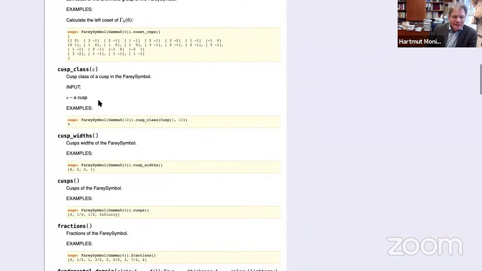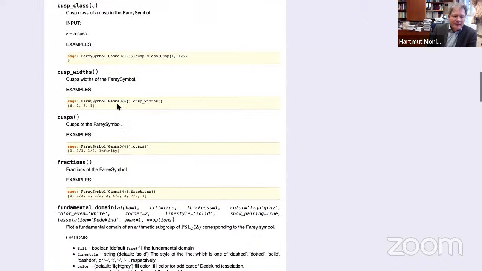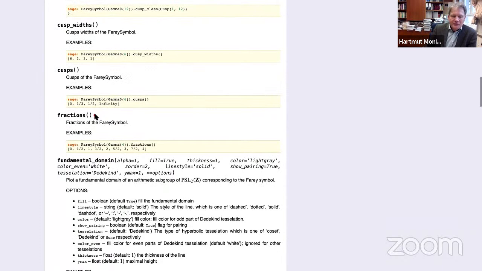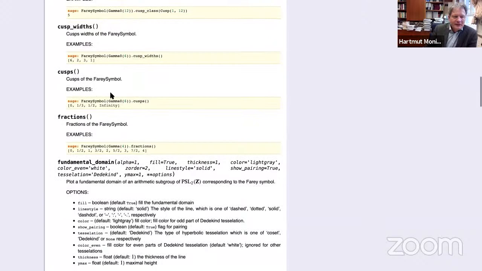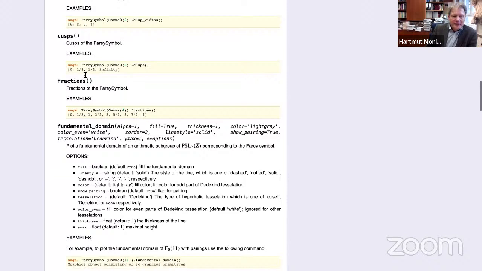The cusp width is relatively clear. That's the size of the parabolic subgroups of the subgroup of PSL2Z. In this particular case, you see that you have four cusps which have the widths 6, 2, 3, and 1. So all of this information is already contained in the Farey symbol. Now, cusps basically gives you back the cusps which are stabilized by the subgroup. In this particular case, it's trivial to see that they are 0, 1/3, 1/2 and infinity.